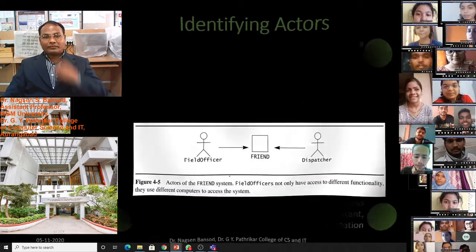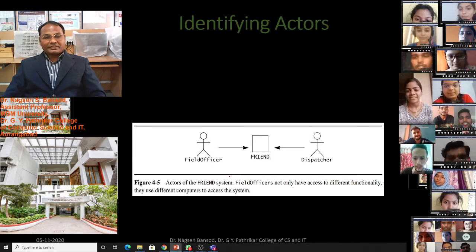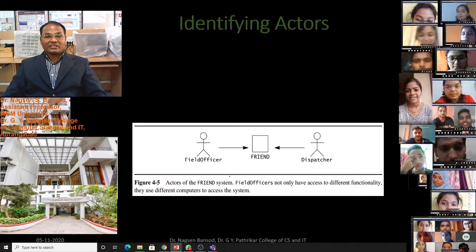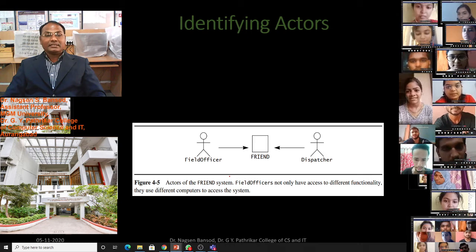You see in the figure, actors of the FRIEND system. Field officers not only have access to different functionality, they use different computers to access the system.